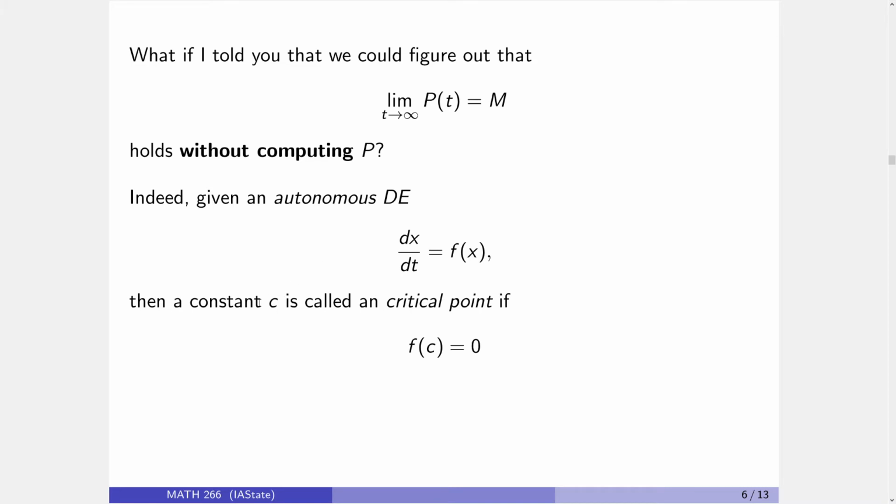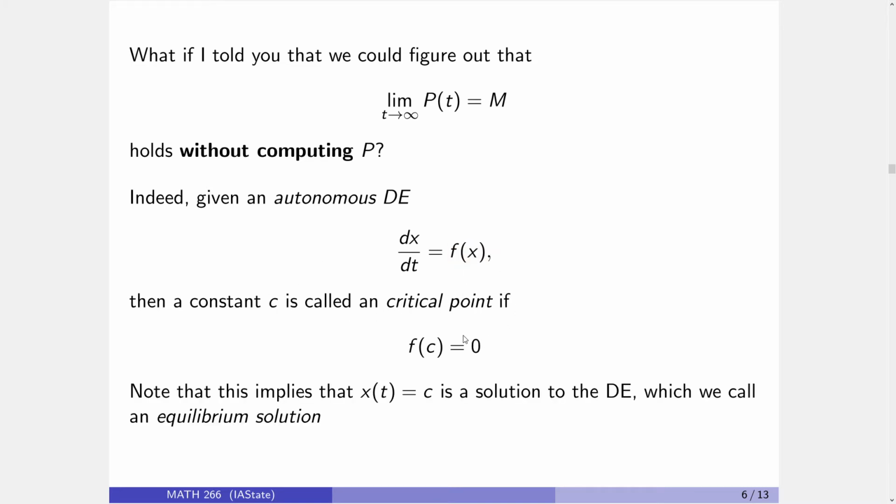So a constant c is called a critical point if this function zeroes out, and note that those are precisely the constants, so that the constant function c is a solution to the differential equation, which we'll call an equilibrium solution because, well, it's constant. It's not changing. So autonomous dEs, we can always talk about their critical points. You just set the right hand equal to 0 and solve for it.